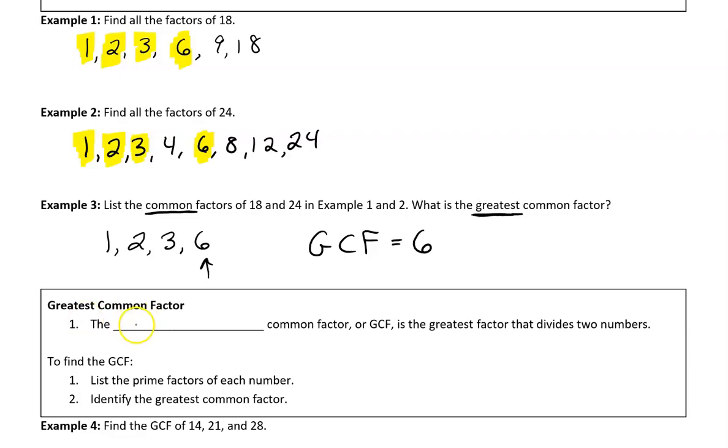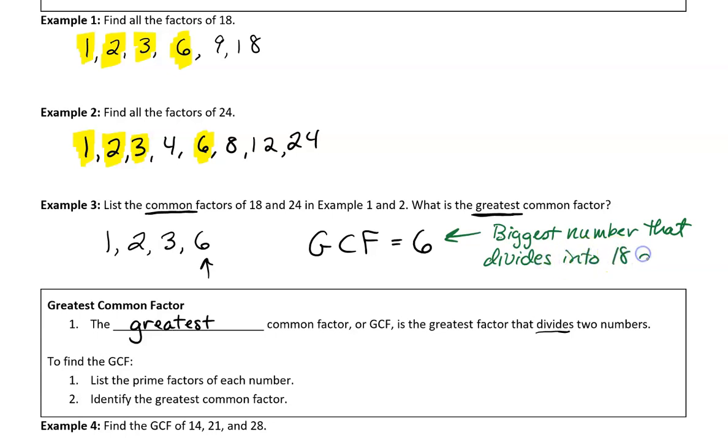So we're going to say then down here as a definition, the greatest common factor, or GCF, is the biggest or greatest factor that divides two numbers. So I could say up here that 6 is the biggest number that divides both 18 and 24. Maybe I'm going to add that as my little extra note to myself. 6, biggest number that divides into 18 and 24. There's nothing bigger that will divide nicely into those two numbers.